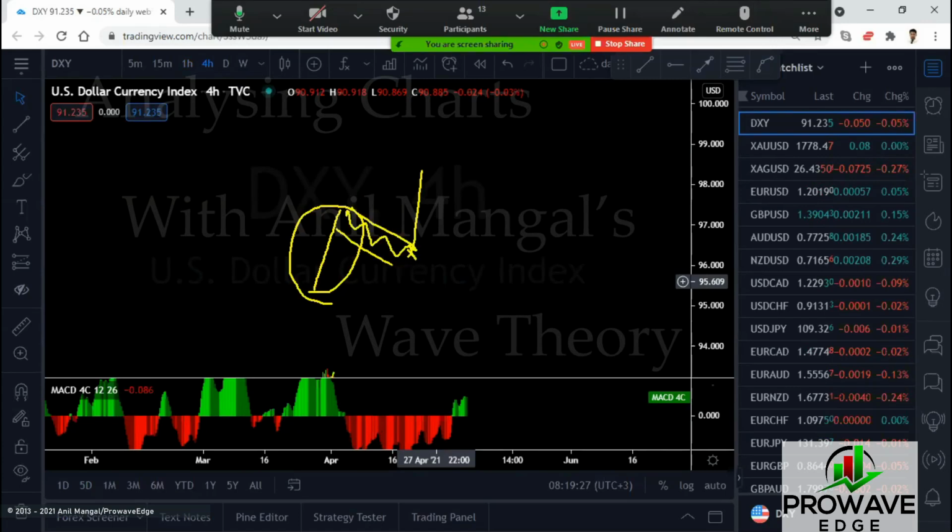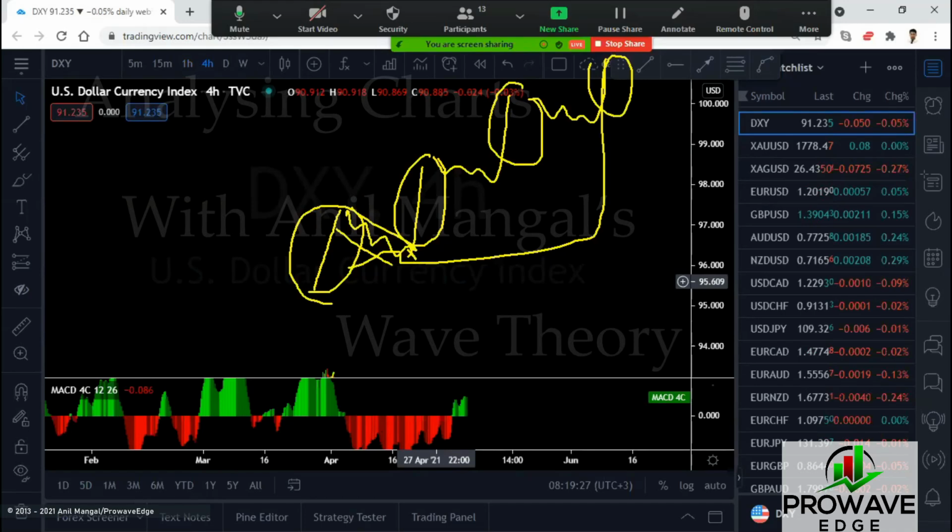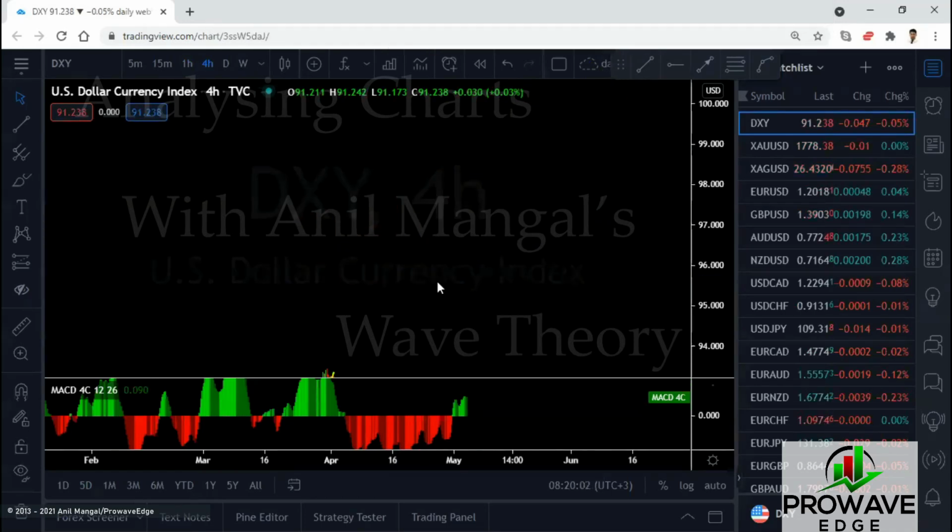Your job as a trader is to get the next impulse. Correction, the next impulse. Correction, the next impulse. That's your job, not to get the first one. With the first one, you will never know that's the low. You cannot tell that is the low or the high of anything.